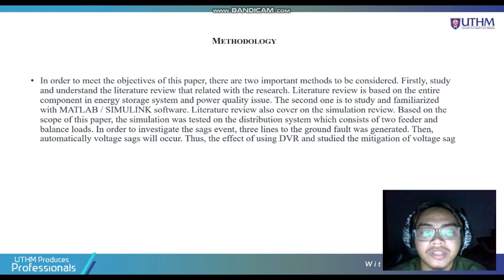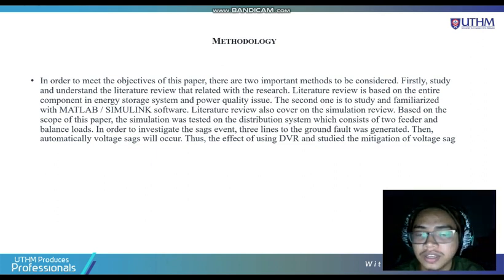Based on the scope of this paper, the simulation was tested on a distribution system, which consists of two feeders and a balanced load. In order to investigate this voltage sag event, a three-phase line to ground fault was generated. Then automatically a voltage sag will occur. The effect of using DVR and the study of the mitigation of voltage sag are shown in the results and discussion.